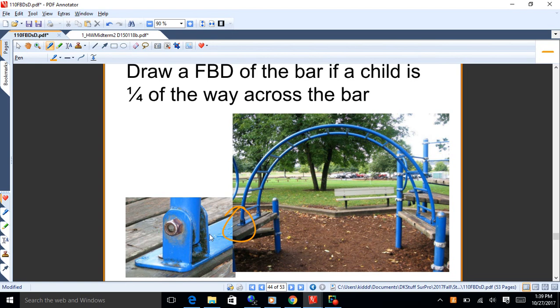So what are those little bolted connections down there? How do you think you'd model them? Those look a lot like pin joints to me. Yeah, okay.